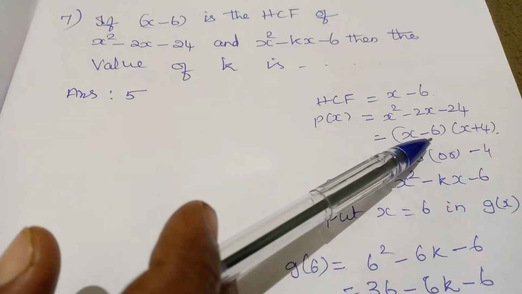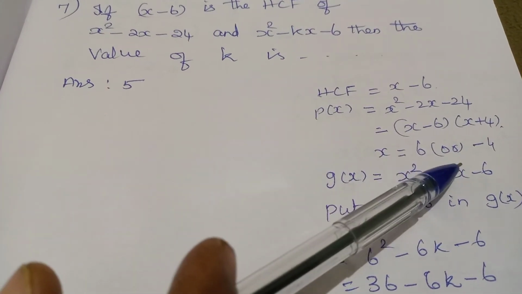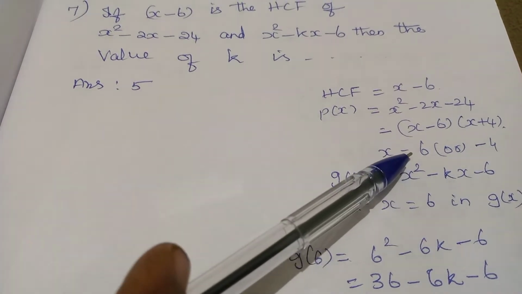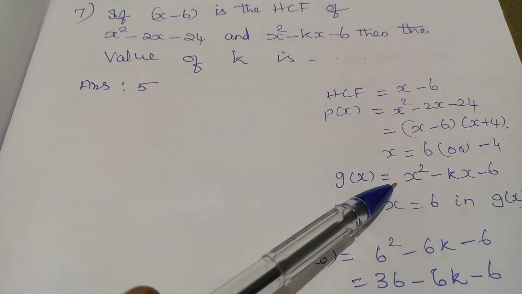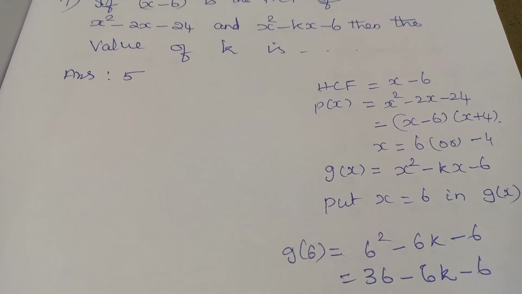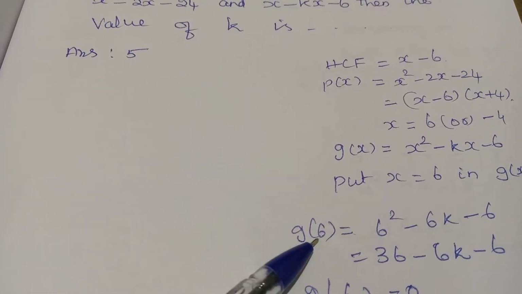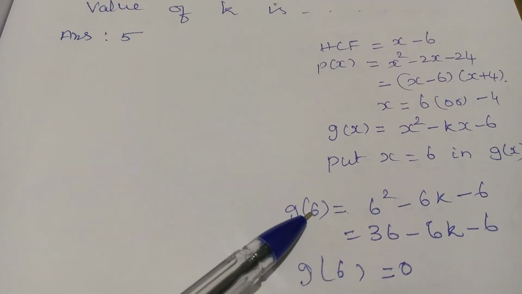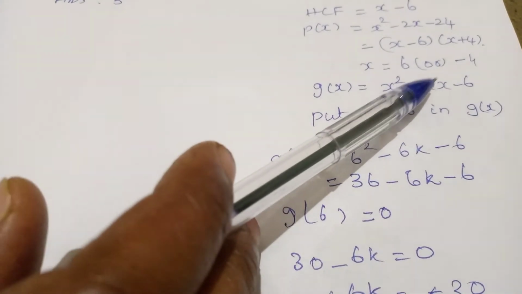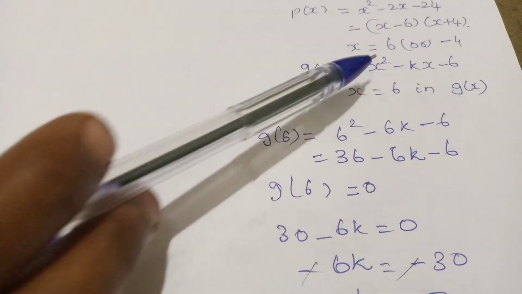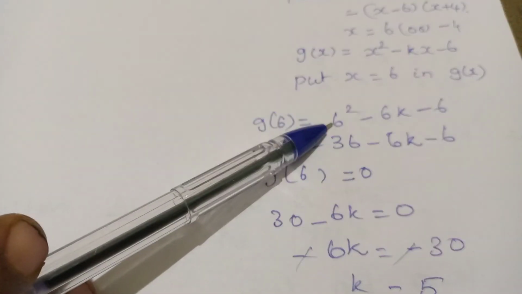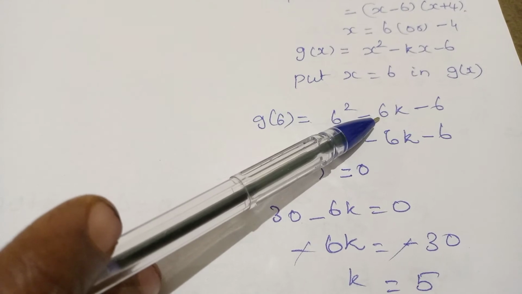Now from here x equal to 6 or x equal to minus 4. Take any one value and substitute here. Let us take the positive value, x equal to 6, in this g of x. To get the k value, we have to take g of x equal to 0. That is, in place of x we have 6, so g of 6 needs to be found. g of 6 is x square minus kx minus 6. In place of x we apply x equal to 6, so we get 6 square minus 6k minus 6.